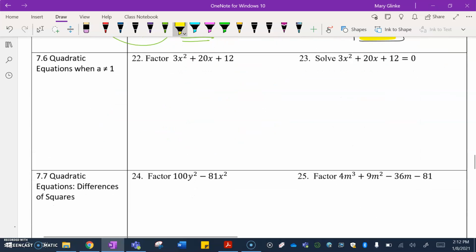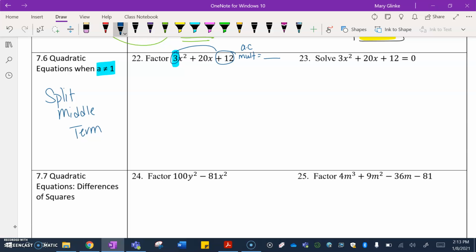Now let's take a look at a factoring method when a isn't 1. When you have a number out in front here, this is called split middle term. So you're going to take this number out in front and multiply it by your C value. So you're going to multiply A times C. When we do 3 times 12 for this one, we get 36.